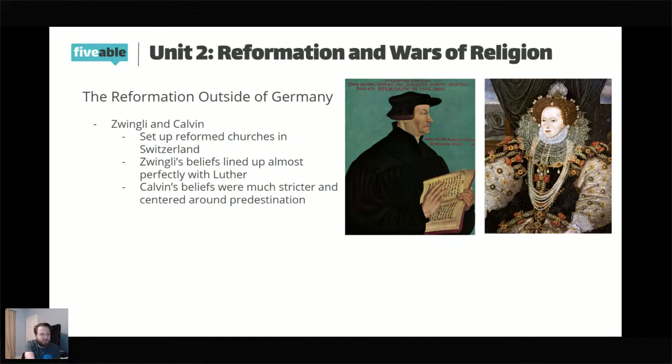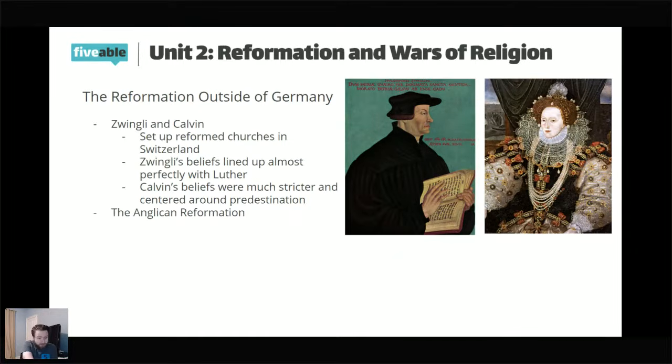But Calvin's beliefs are going to more broadly line up with Luther's, but they are also going to be fundamentally different. Calvin's beliefs are all centered around predestination, the idea that it's already determined whether you're going to heaven or hell, and it's also based on a very strict, moral-driven lifestyle. So those are some key differences between the two of them there.